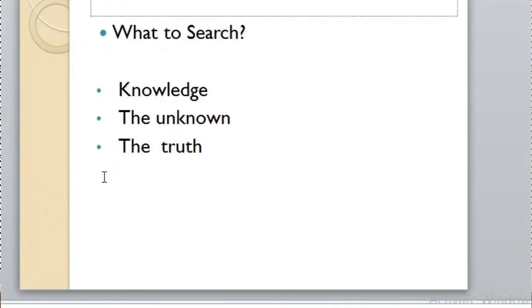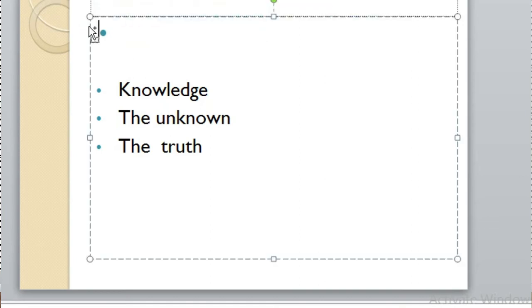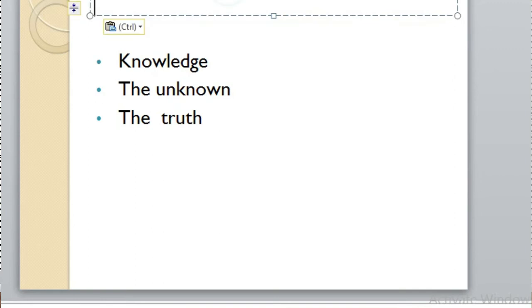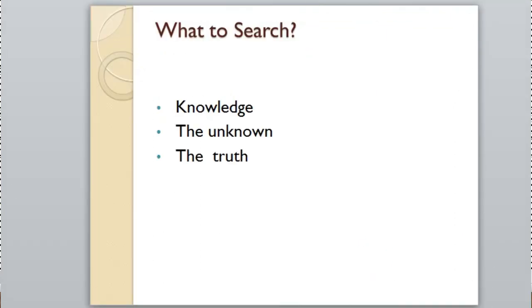Now, what you need to search, one question in your mind may arise. You have to search for knowledge. You have to know the unknown, right? You have to know the truth. What is the truth behind any issue? So this is research. You try to find knowledge, you try to find the unknown to the present time. You have to find the truth.